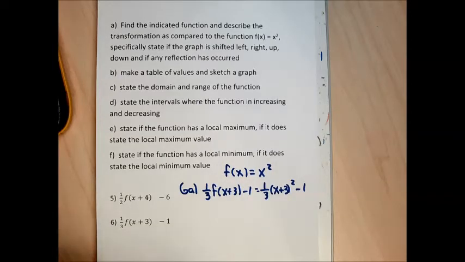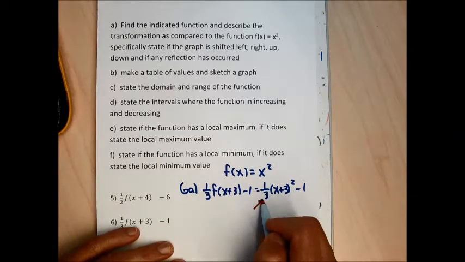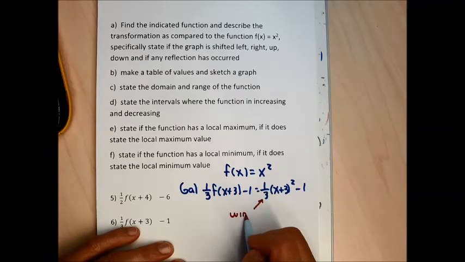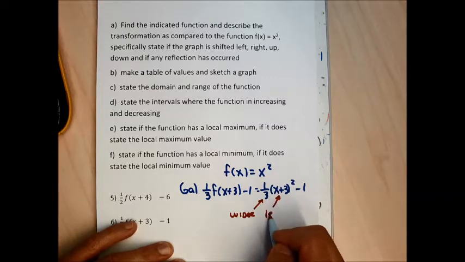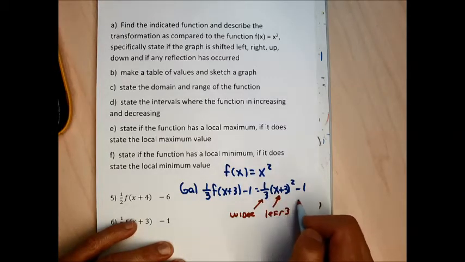I need to describe what's going to happen. The 1/3 is going to make the graph wider. We can say it compresses the graph, but I like wider. This plus 3 is going to move the graph left 3, and this minus 1 is going to move it down 1.